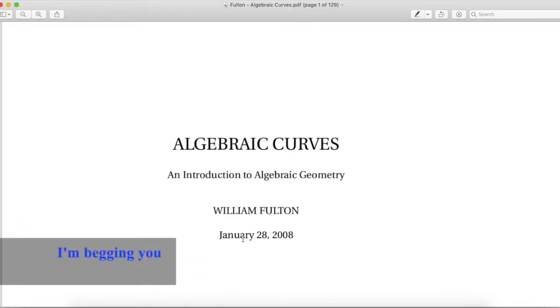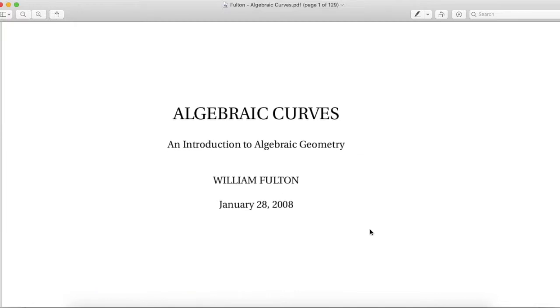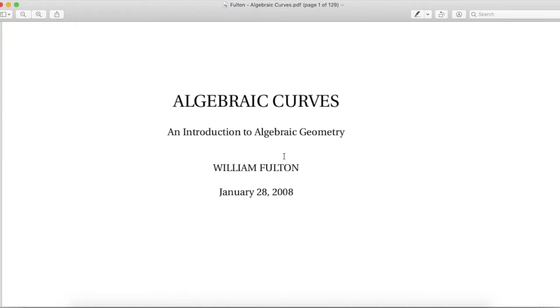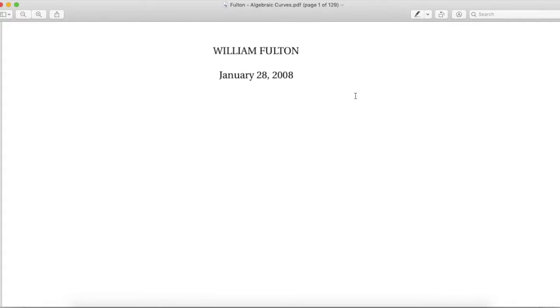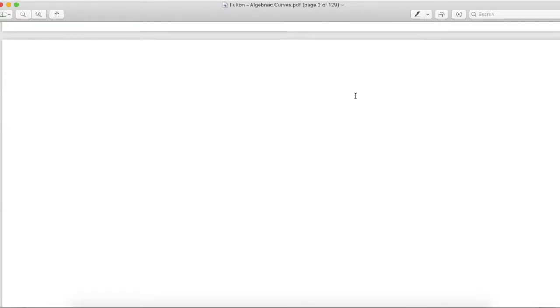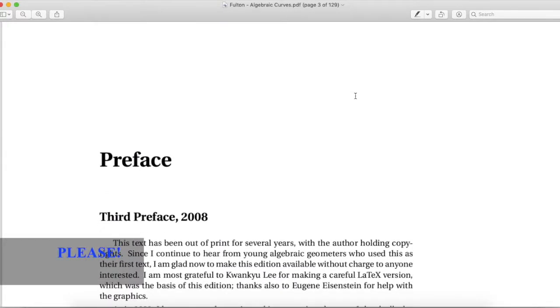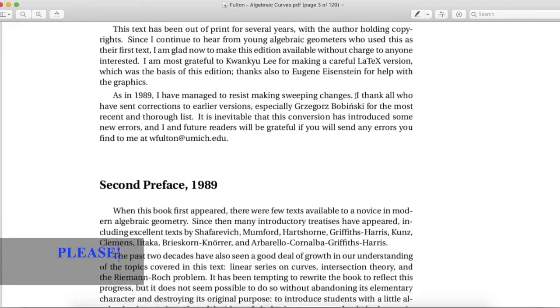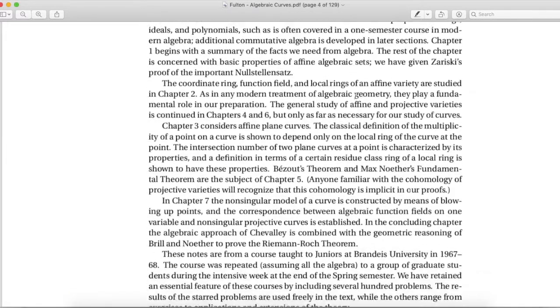So this first one is by William Fulton, and it's an introduction to algebraic geometry. That's really what we're talking about here. And the book is called Algebraic Curves, but that means elliptical curves. So he has his prefaces here. Let's look at the table of contents.